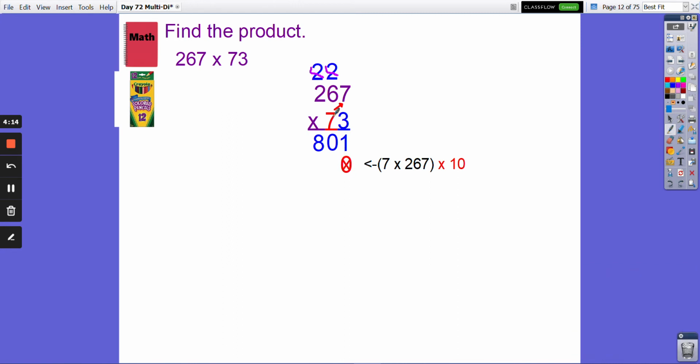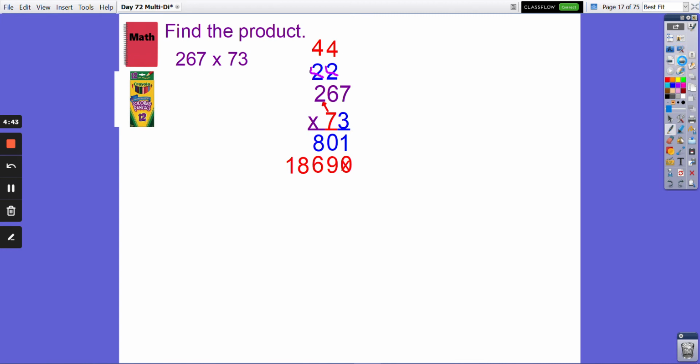Okay? Let's move on. So 7 times 7 gives us 49. Write the 4 above, the 9 below. 7 times 6 is what's next. We get 42, and 42 plus 4 is 46. Write the 4 above, the 6 below. Then we are going to do our 7 times 2. 7 times 2 is 14. And 14 plus 4 gives us 18, and we simply write that number down.